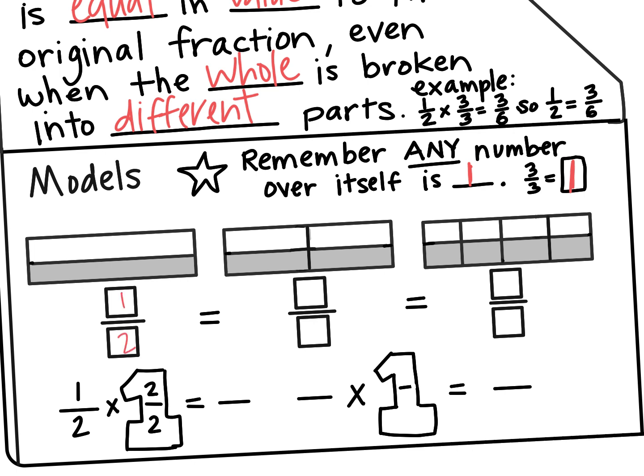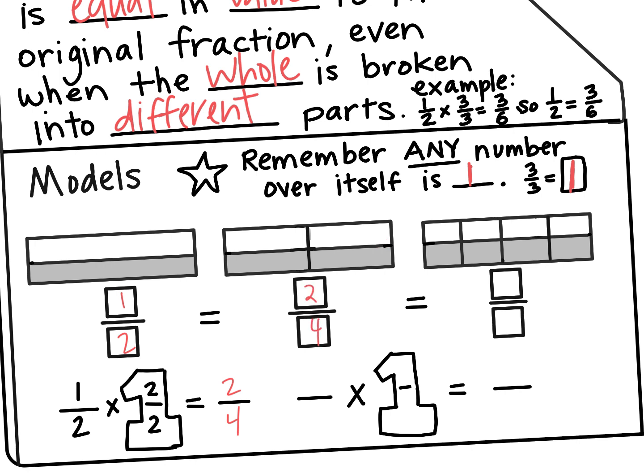1/2. So if I take 1/2 and I multiply it by 1, it's still going to equal 1/2, right? Okay, well, 2/2 is also equal to a whole, but it's going to look different. It's going to look like this model here, 2/4.